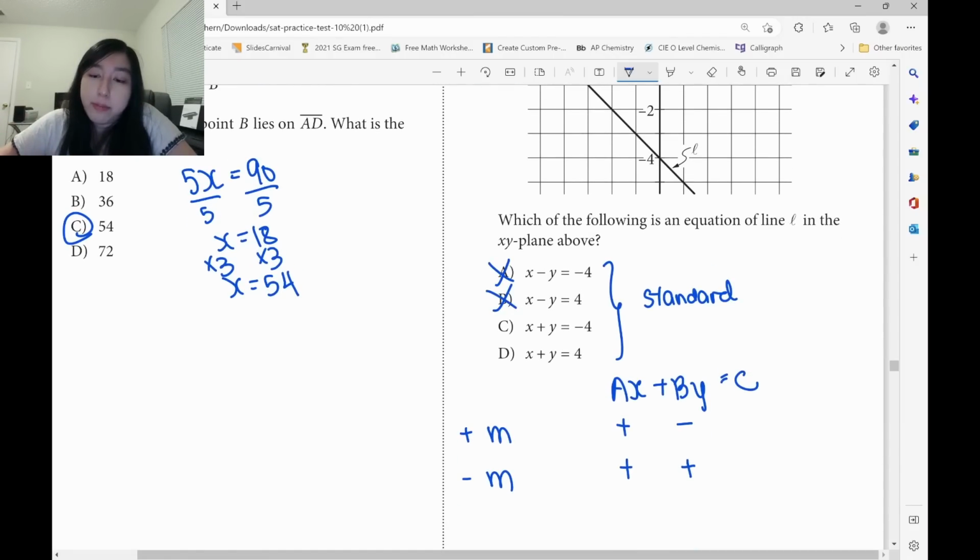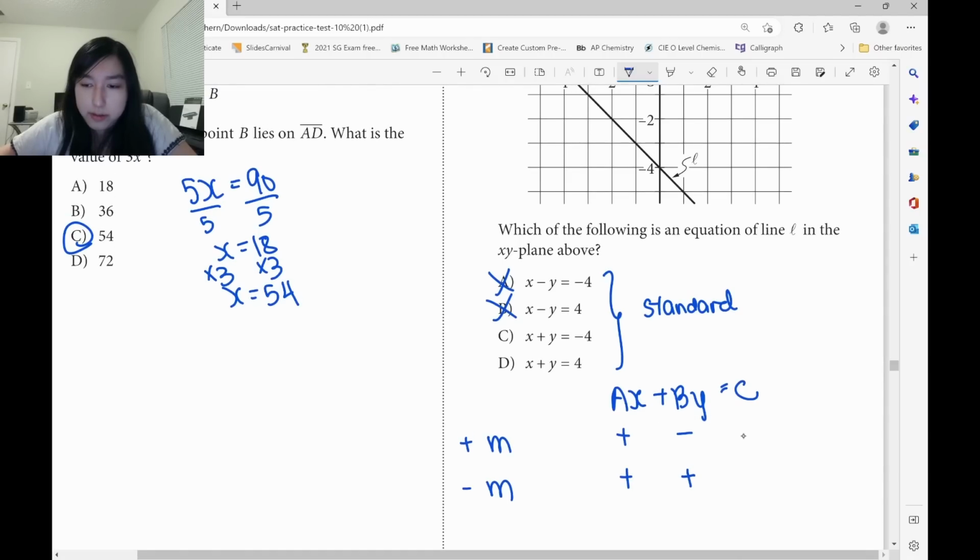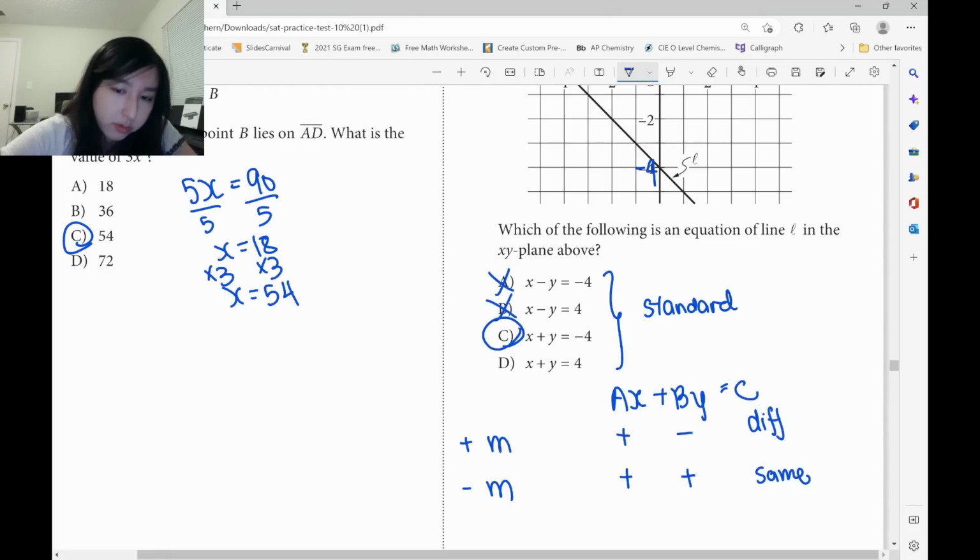When your m is positive, typically you can tell that your c, the sign is going to be different from your y-intercept. Whereas if it's a negative slope, it's going to be the same. So in this scenario, your y-intercept is negative 4. That means your c is also going to be negative. Here would be our answer, c.